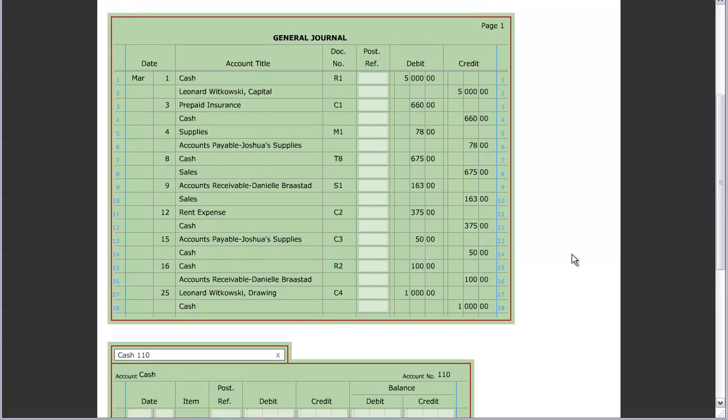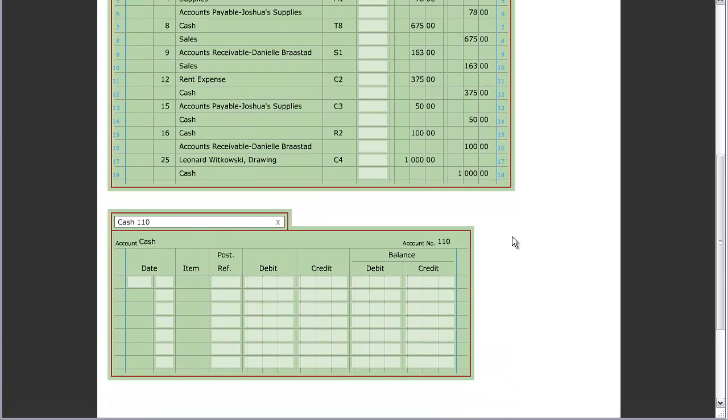So first transaction, let's look at and see how we put it into the ledger. March 1st, we received cash as an investment from the owner, $5,000. So we debit cash and we credit capital. We have a reference number, a document number, a receipt, and now we're going to post that to the ledger. So we first put the date, which was March 1st.